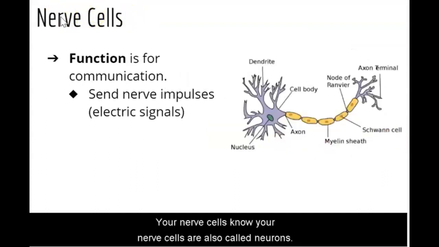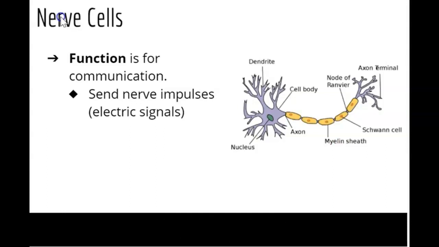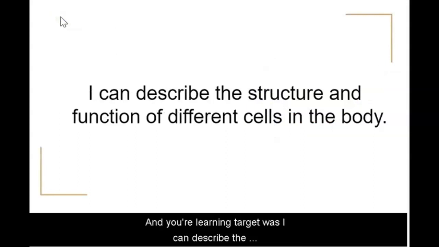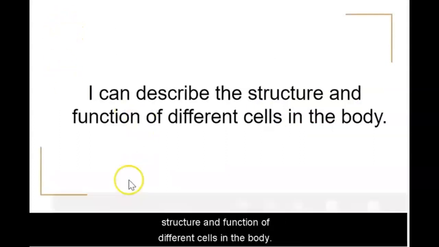Your nerve cells. Now your nerve cells are also called neurons. Their function is communication. So they send electrical signals, also known as nerve impulses, through your body. And your learning target was I can describe the structure and function of different cells in the body.